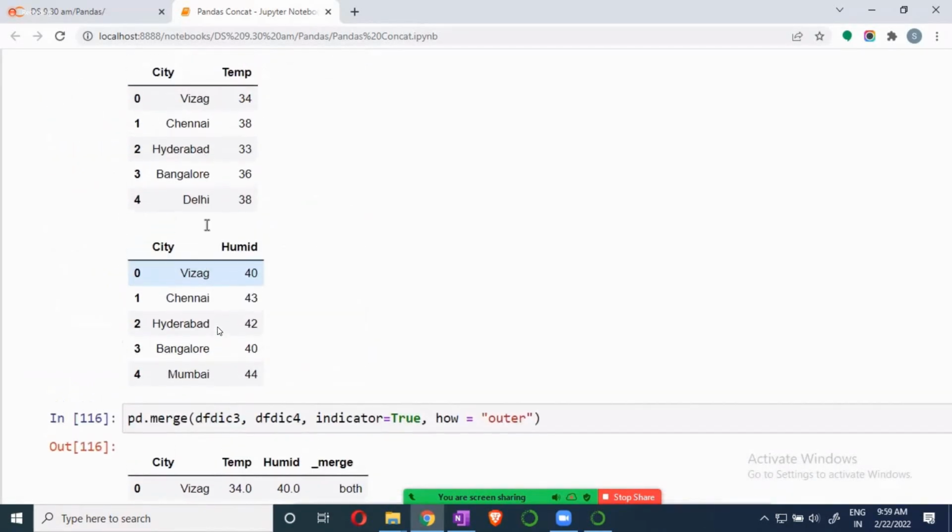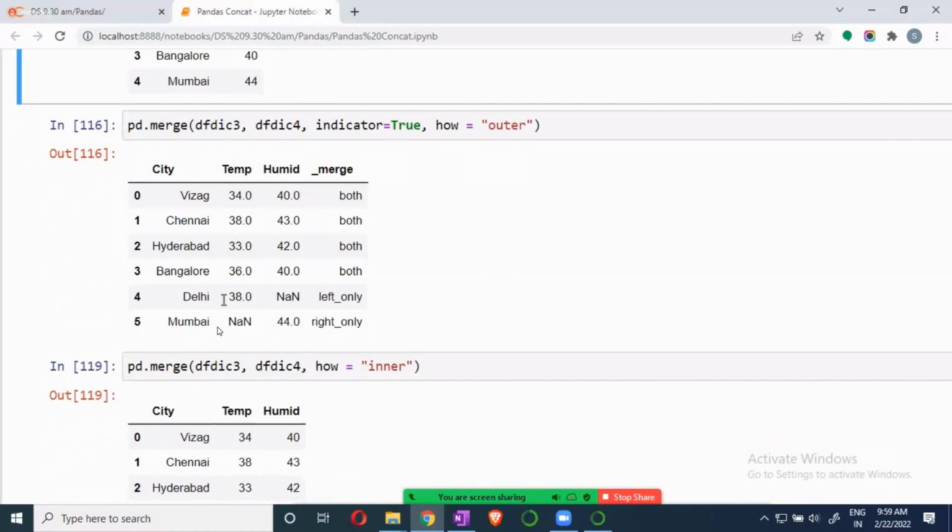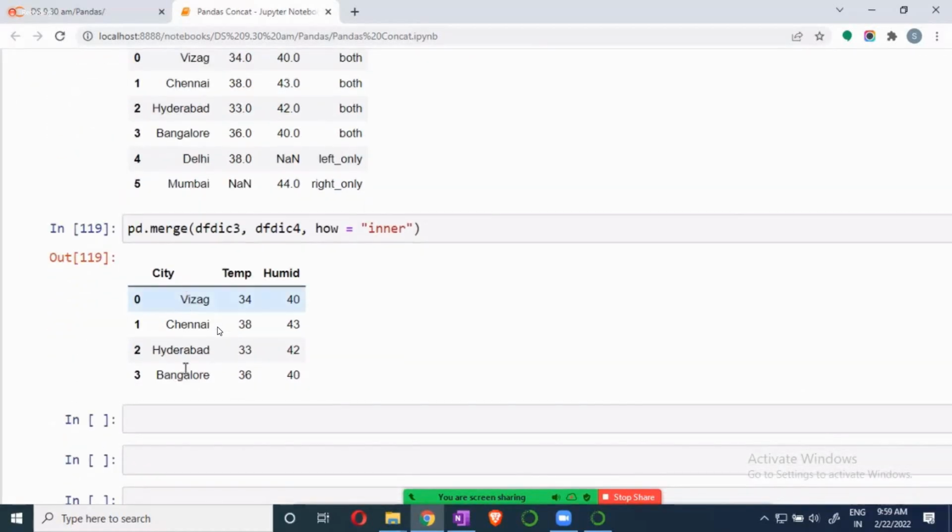Now Delhi is there only in the left data frame. It is not having the value in the right data frame, so it will not be considered. Now Mumbai is only in the right data frame. It is not in the left, so it will not be considered. So whichever have values in both data frames, only those will be considered.